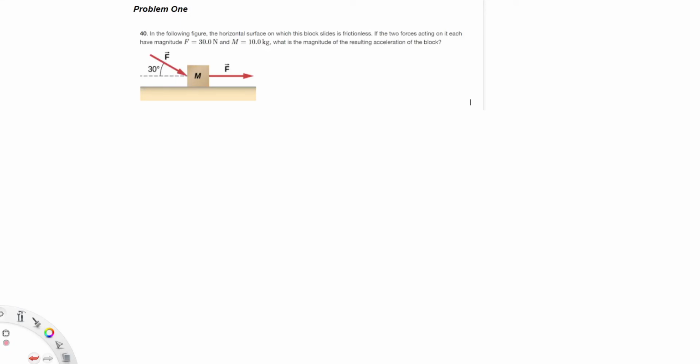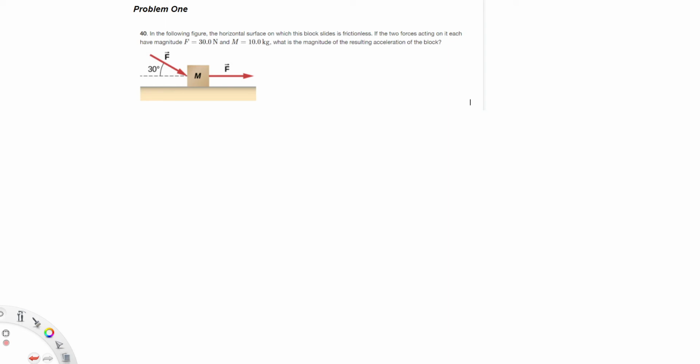Okay, so let's talk about exam question 1. In the following figure, the horizontal surface on which this block slides is frictionless. If the two forces acting on it each have magnitudes of 30 newtons, and the mass of the block is 10 kilograms, what is the magnitude of the resulting acceleration of the block?